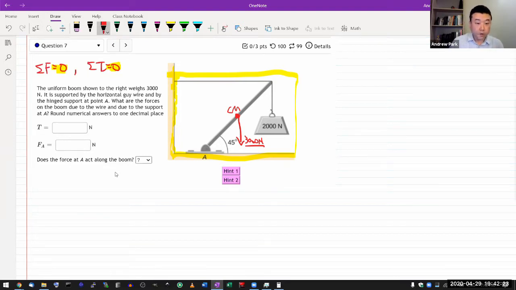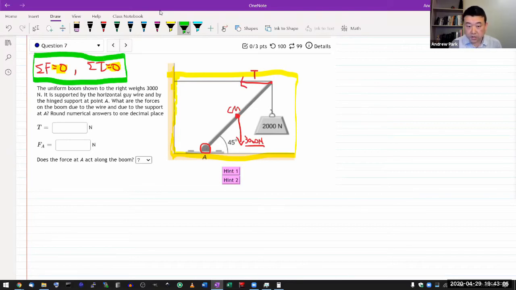It is supported by a horizontal guy wire. Really, guy wire? Some kind of horizontal wire. So that means at the point where it's attaching, there's a tension force pulling to the left. And it's supported by the hinged support at point A. Whenever you have a hinge, this is what you should remember: the force acting here can basically be going in any direction. It should be going in the direction that supports the equilibrium condition. So the tension is mostly going to the left, so the hinge force probably needs to have some rightward component so that the net force can work out to be zero. But okay, there's some force at the hinge.